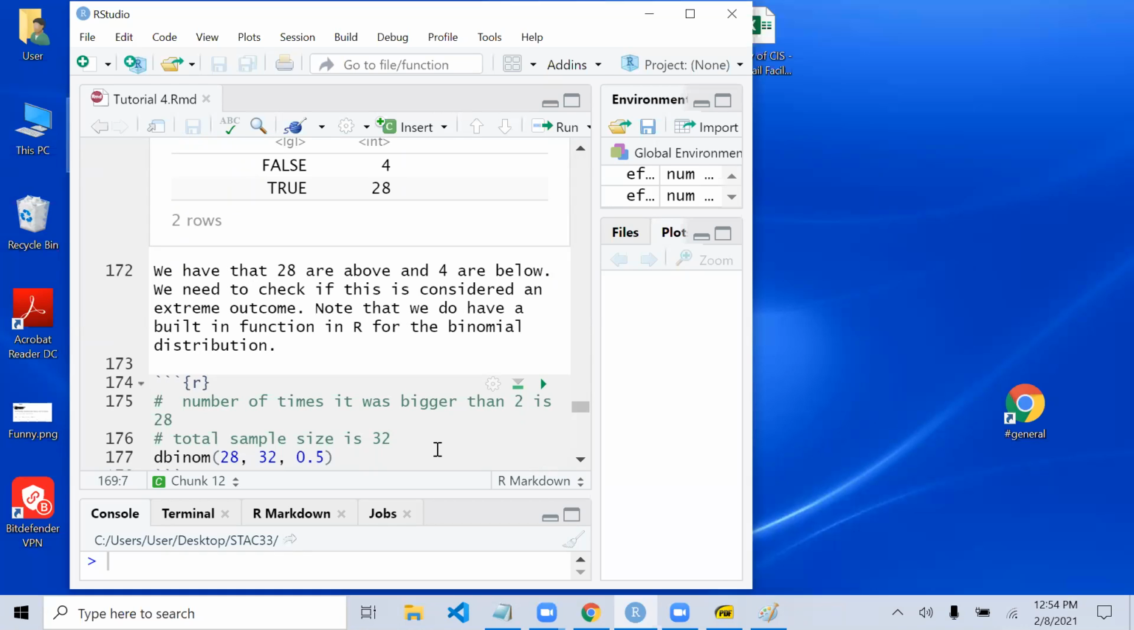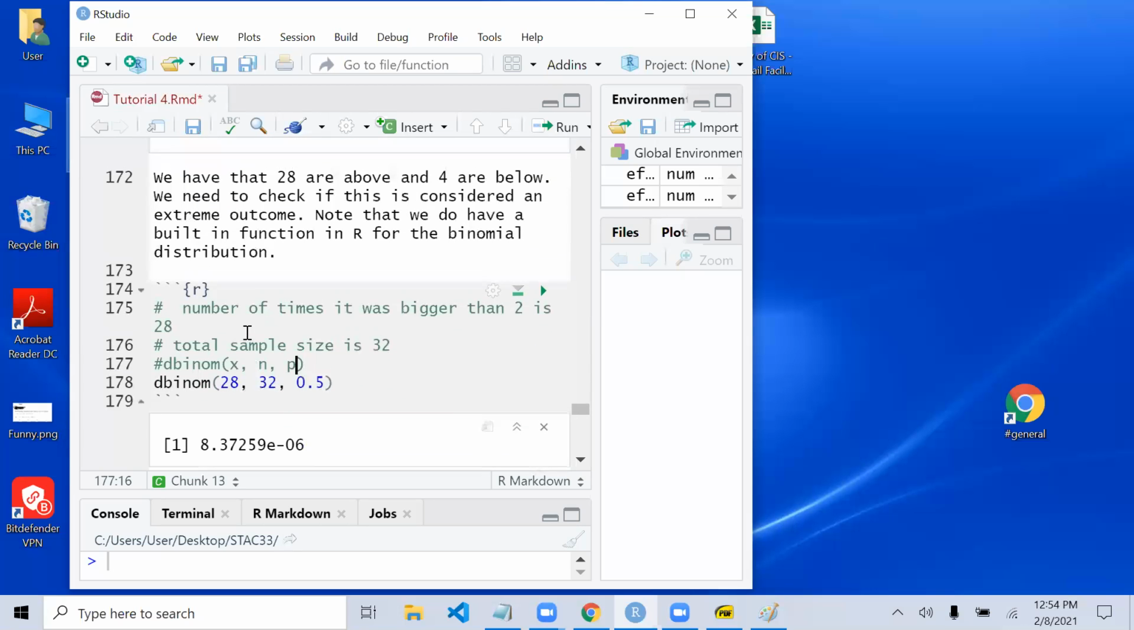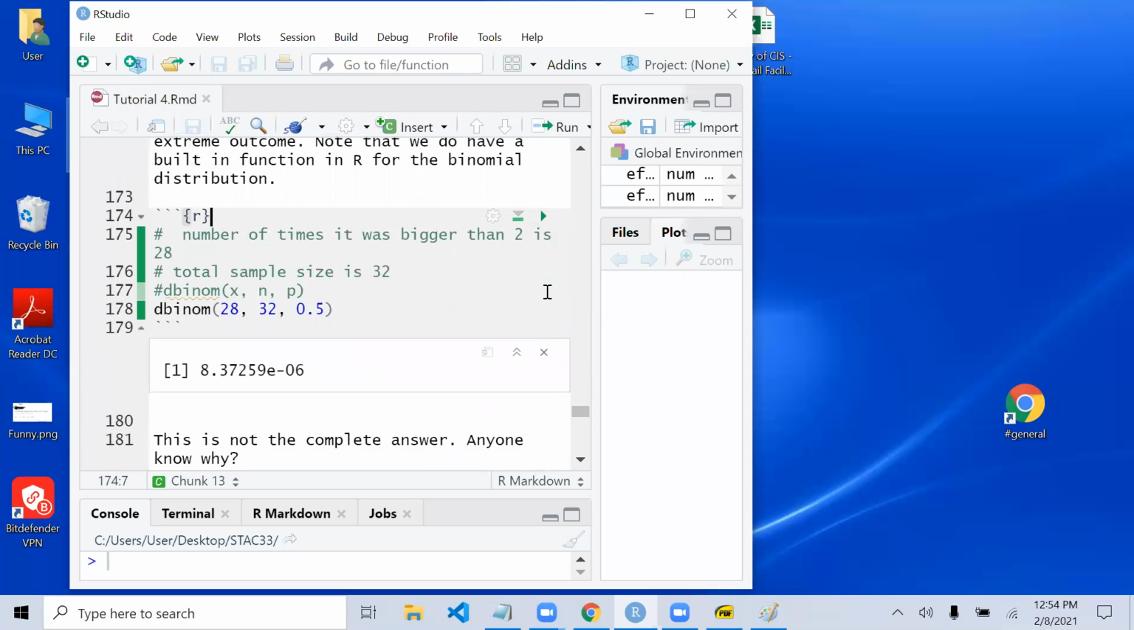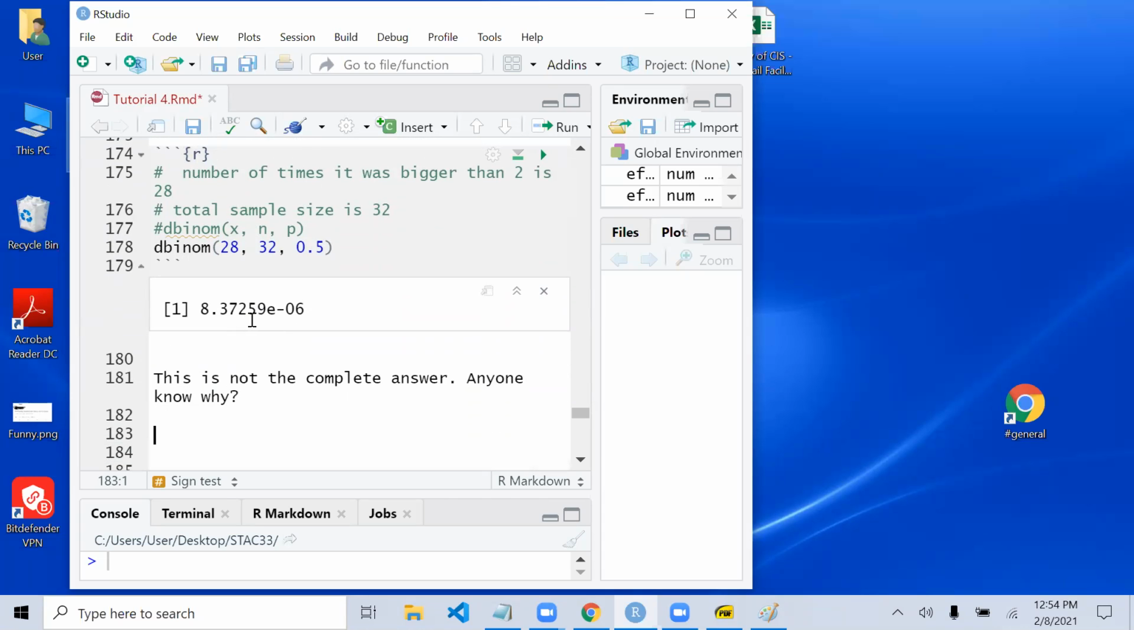So it's X, N, P that you feed in, so it's dbinom of X, N and P. Does anyone know, am I done here? This isn't complete. Why is this answer not finished? What did I actually find here? I found the probability that X is equal to 28.